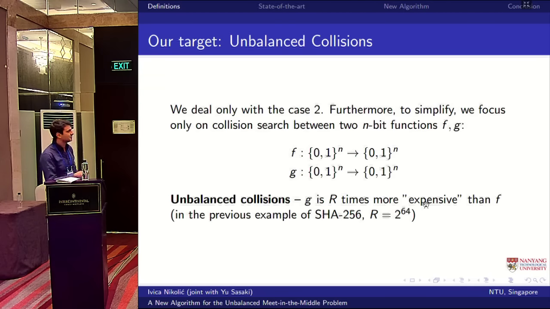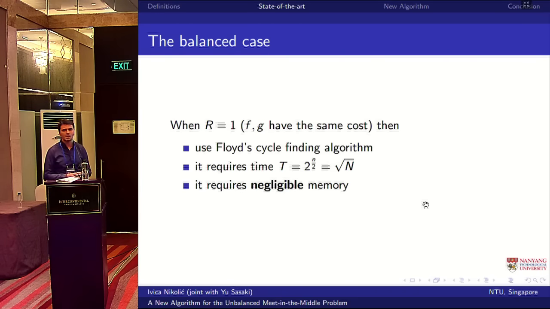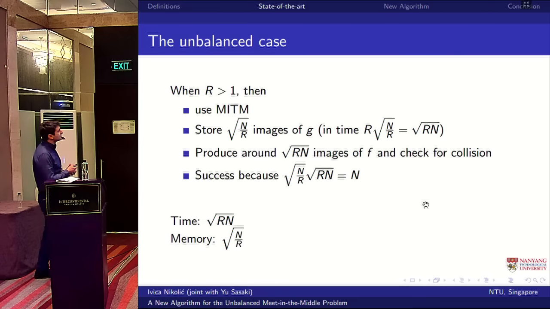Okay, so now let's take a look at the state of the art. What are the best known algorithms that solve the unbalanced collision search problem? Well, when r equals 1, this is the balanced case, of course we use the Floyd cycle finding algorithm, and we can find a collision between two functions in time 2 to the n divided by 2, and this algorithm doesn't require any memory. When r is larger than 1, as we saw in the case of SHA-2, we use the meet in the middle.